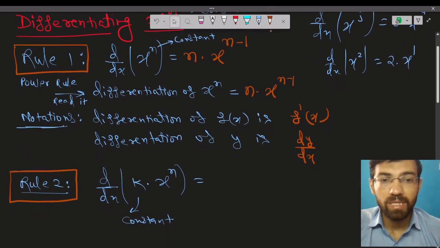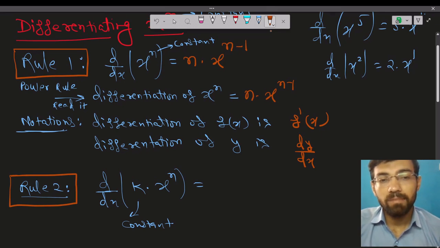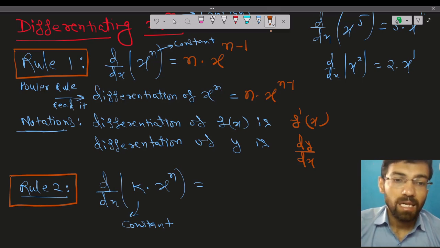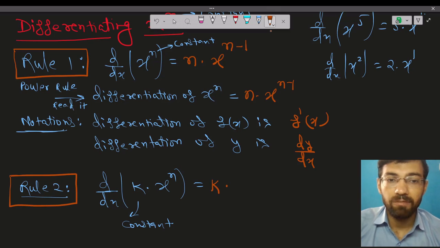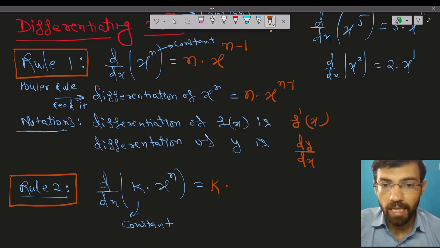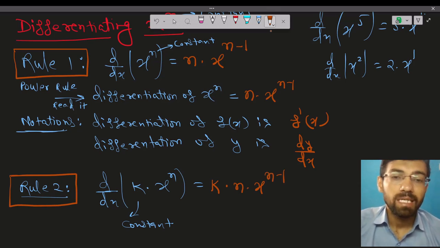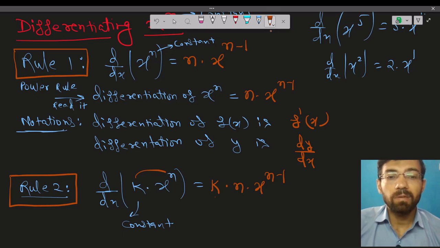Let us see the second rule that we have. The second rule is differentiation of k into x raised to n. If we have differentiation of a constant into x raised to n, this constant remains as it is, and you differentiate x raised to n, and we know the differentiation of x raised to n is n into x raised to n minus 1. So this k and n get multiplied, and the power of x decreases by 1. Basically, differentiation of k into x raised to n: I keep k as it is and simply differentiate x raised to n.